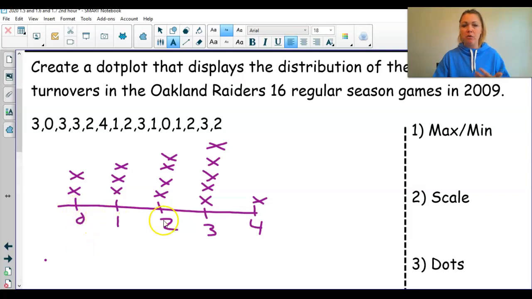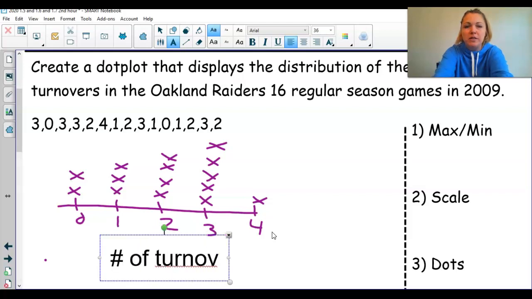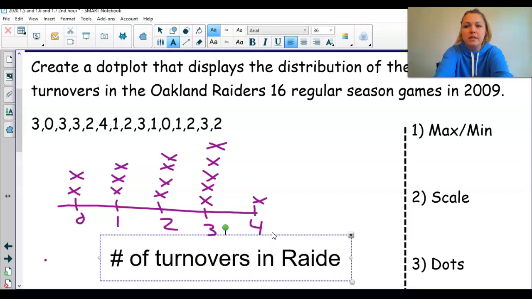We went by 1: 0, 1, 2, 3, 4. I would get in trouble with the College Board because I don't have a label here. So I would want to put the number of turnovers in the Raiders' 16 regular season games, okay? And then what I do is I put the dots. Now, I am not a fan of a dot.